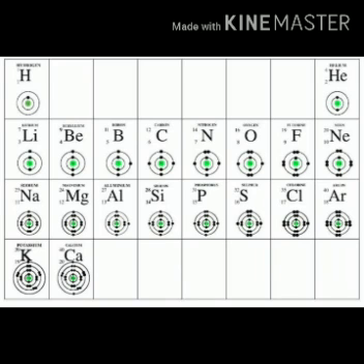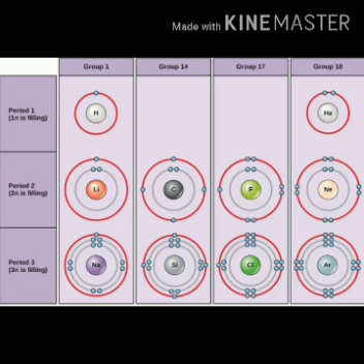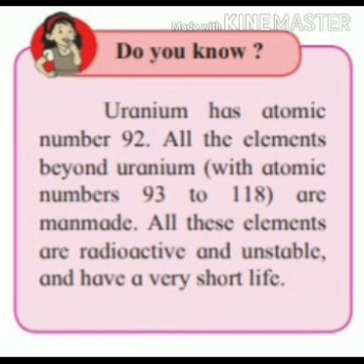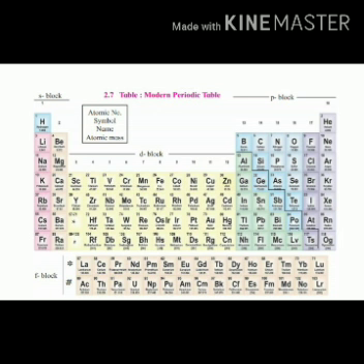For example, elements in the first period have one shell. Elements in the second period have two shells. Elements in the third period have three shells, and so on. As we go down a group, the number of shells goes on increasing. Students, do you know the atomic number of uranium is 92? All the elements beyond uranium, with atomic numbers 93 to 118, are man-made. All these elements are radioactive and unstable and have a very short life.